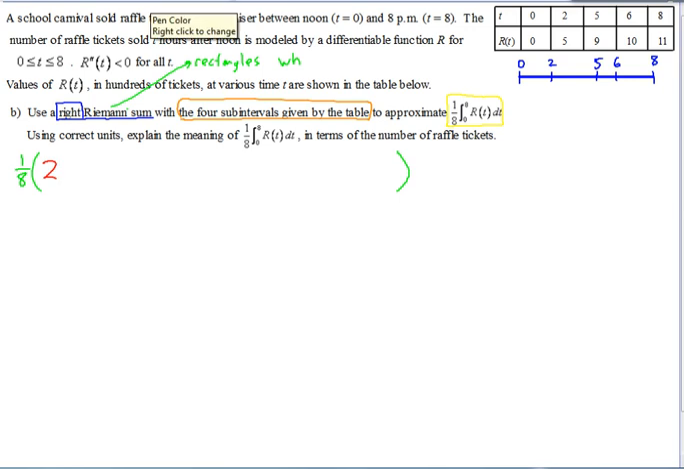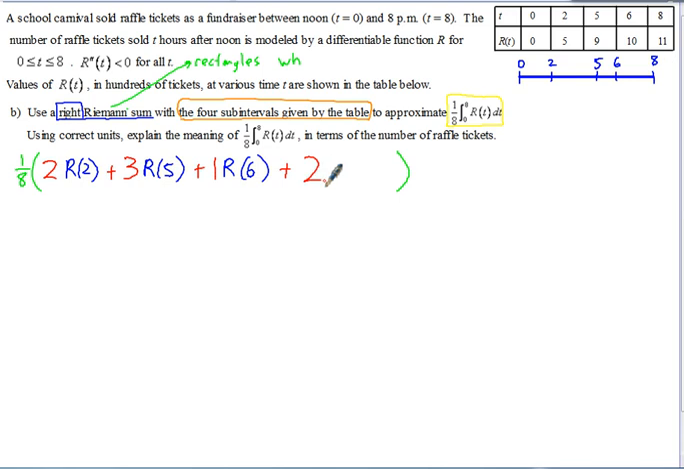Times the height using a right Riemann sum. The right endpoint on the subinterval from 0 to 2 is 2, so that's going to come from r of 2. Plus, the width of the second subinterval from 2 to 5 is 3, times the height comes from its right endpoint, which is 5, so r of 5. Plus, the width of the next interval from 5 to 6 is 1, times the height comes from r of the right endpoint, 6, plus the width of the last subinterval from 6 to 8 is 2, times the height comes from the right endpoint, r of 8.